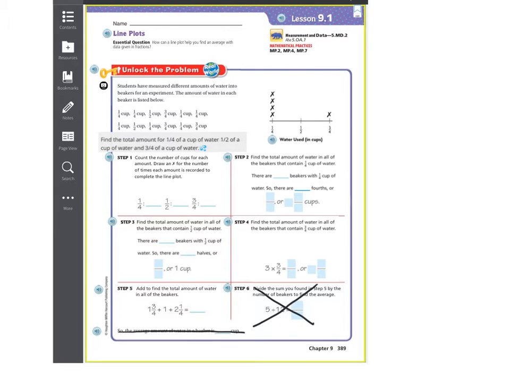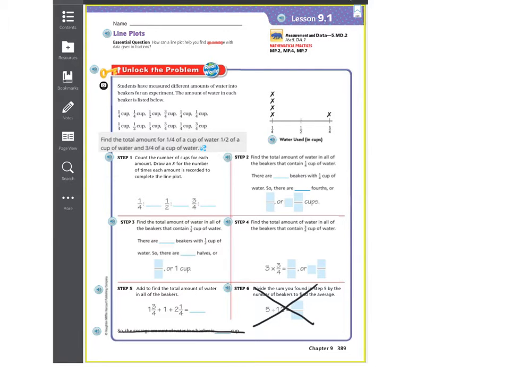Okay, boys and girls, we're going to start Math Chapter 9, Lesson 1, and we're going to be learning about line plots. And in 5th grade, we are looking at how line plots can help us find data with fractions. Here it says average, and we're not going to be doing averages. That's a 6th grade standard. So we're going to be focusing on using line plots with fractions only.